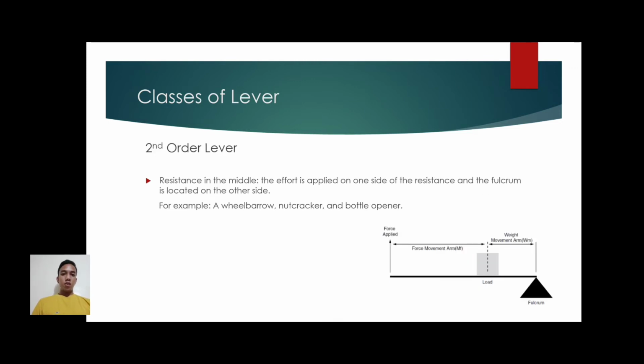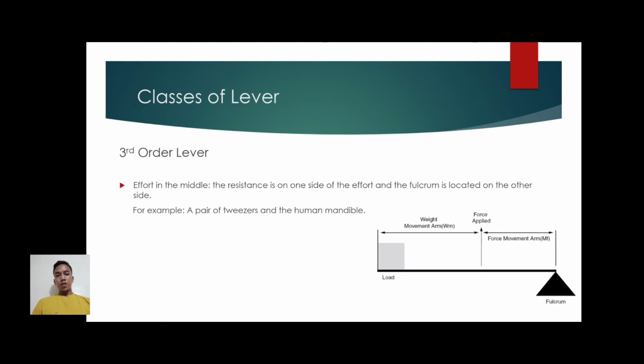The second order lever: resistance is in the middle. The effort is applied on one side of the resistance and the fulcrum is located on the other side. For example, a wheelbarrow, nutcracker, and a bottle opener. The third order lever: effort is in the middle, the resistance is on one side of the effort and the fulcrum is located on the other side. For example, a pair of tweezers and a human mandible.